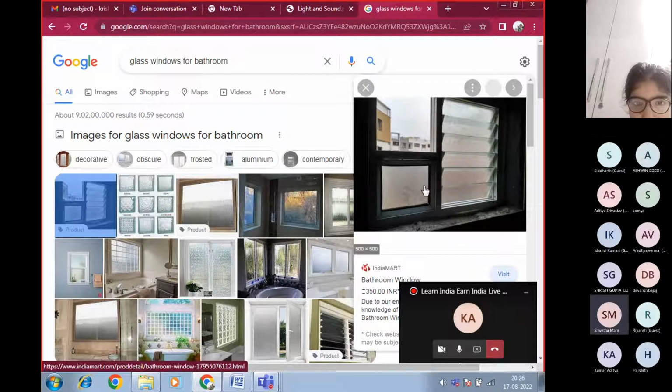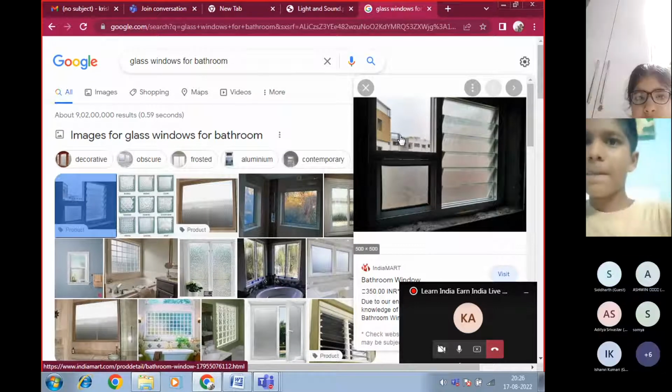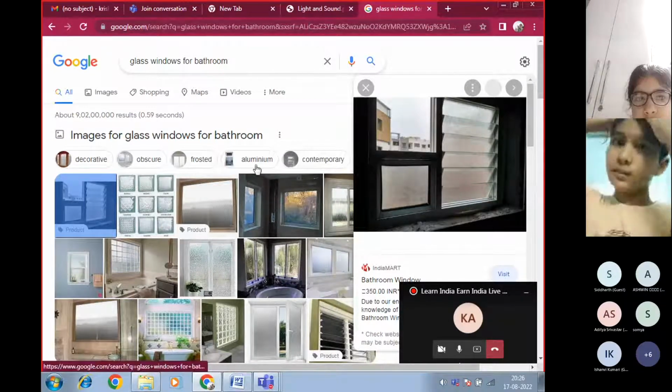You cannot see whatever is outside from inside, and from outside you can't see what is inside. You can see that there is something, but you cannot see everything clearly, because it will allow only a little amount of light to pass through them. So this is your translucent.